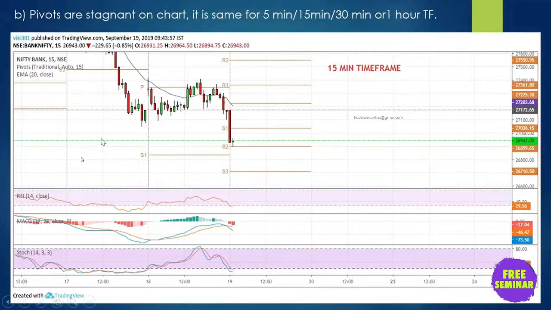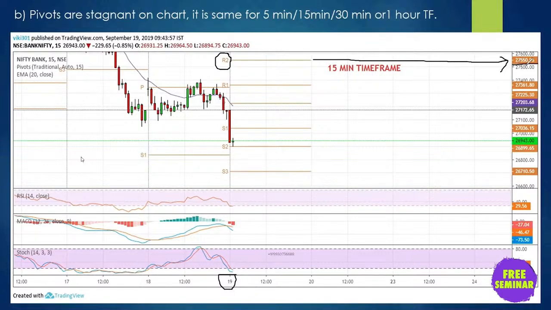Because pivots are stagnant on your chart. Pivot points are stagnant on your chart. What do I mean by that? Look at this September 19th Bank Nifty. Where is your R2 pivot? R2 pivot is here. Look at this yellow label, 27,550.95. That is where the R2 pivot is in Bank Nifty on September 19th.